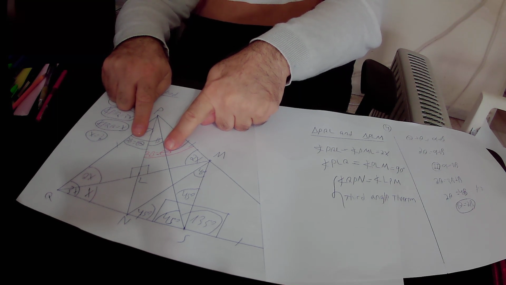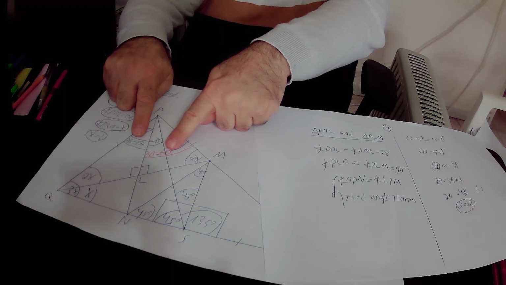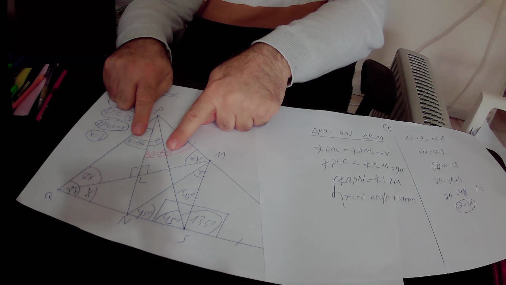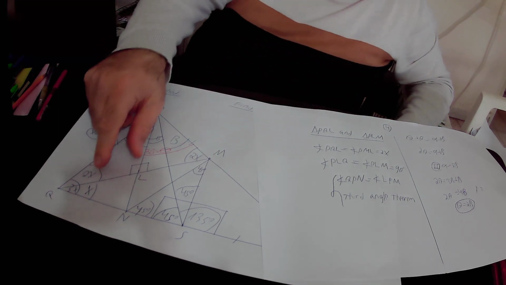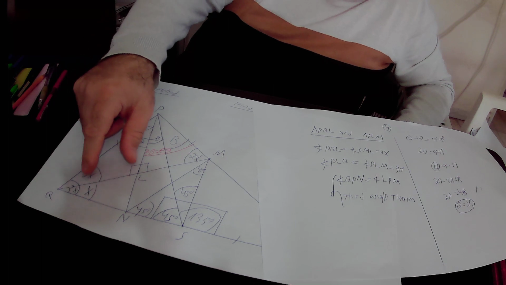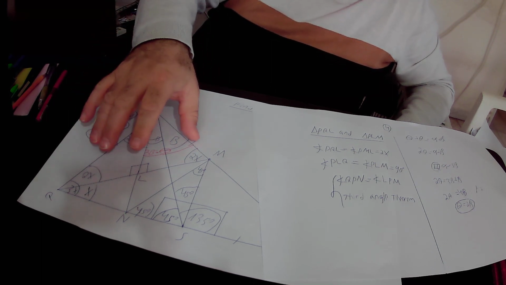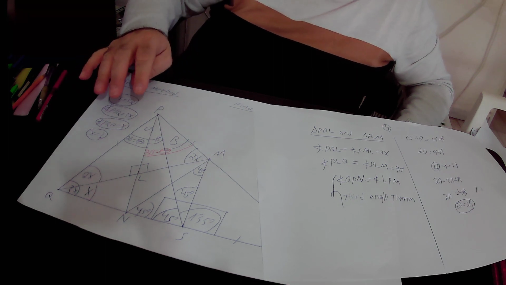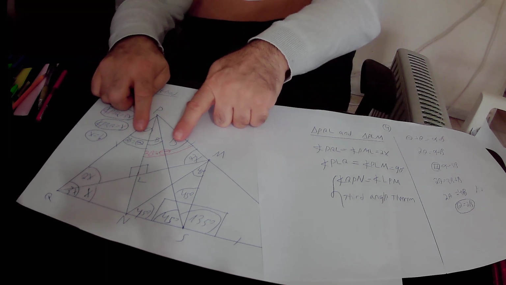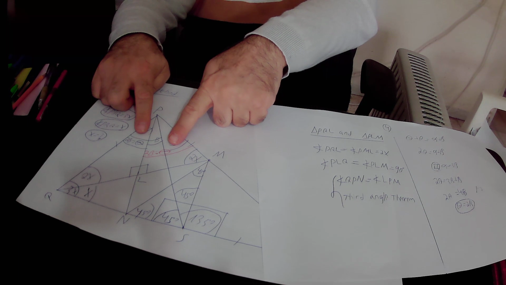What is the third angle theorem? The third angle theorem states that if two angles in one triangle are congruent to two angles in another triangle, then the third pair of angles must also be congruent. Why? Because the angles sum to 180 degrees. And we found that those two angles in triangle PQL are congruent to those two angles in triangle PLM. So we have two pairs of congruent angles in those two triangles. Therefore, the third pair of angles must also be congruent, that is to say, those two angles must be equal to each other.